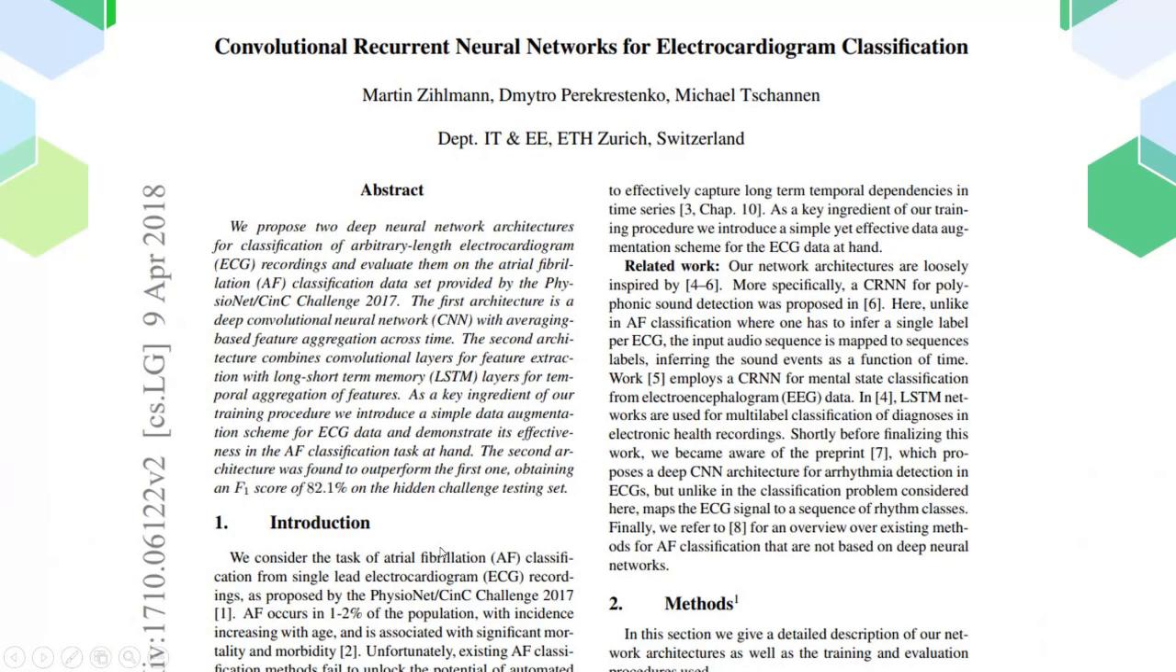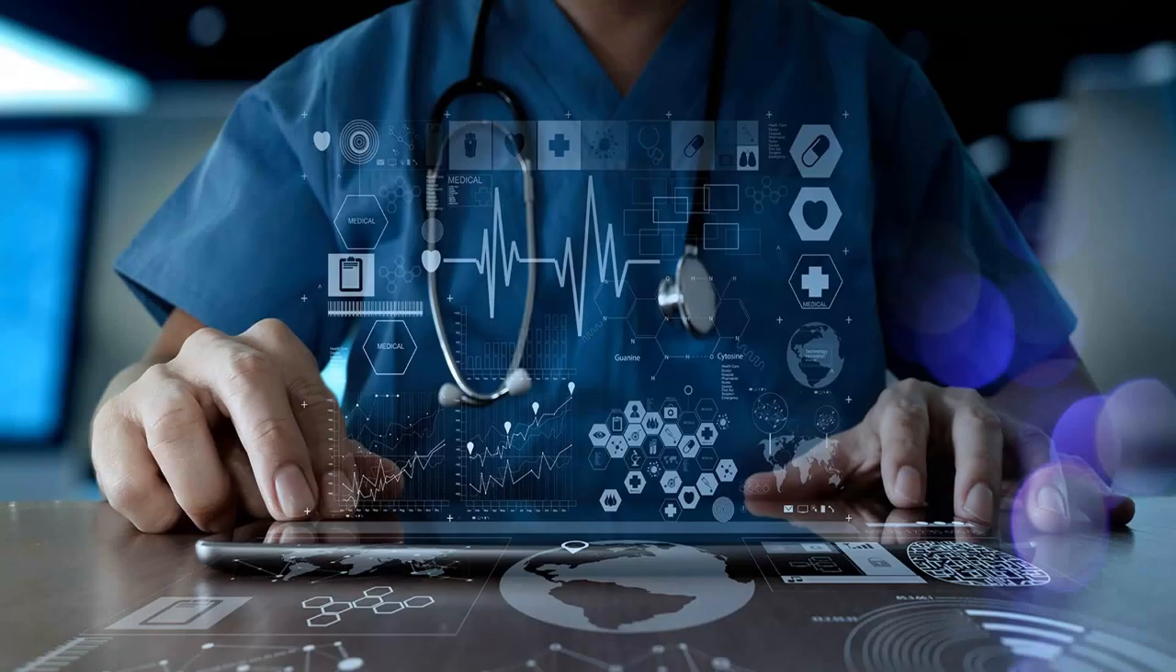Our aim is to replicate this research paper, which is named Convolution Recurrent Neural Networks for Electrocardiogram Classification by Martin Zihlmann and others. And by doing so, we wanted to validate the model's effectiveness, contributing to the broader efforts in improving heart disease detection and ultimately healthcare outcomes. You must be wondering, why does this matter? Accurate classification of ECG signals allows for timely medical interventions, potentially saving lives. This project showcases the immense power of AI and machine learning in addressing real-world health problems, particularly in the early diagnosis of conditions like atrial fibrillation.